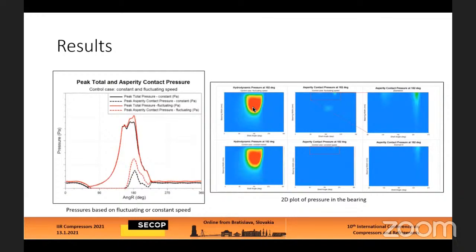And in both cases, we also see here on the 2D pressure plots the asperity contact on the edge of the bearing. Here is a zoomed in area of this small area here. So this is the upper edge of the bearing. You see how the magnitude of the contact asperity pressures are higher here where we have the fluctuating speed.